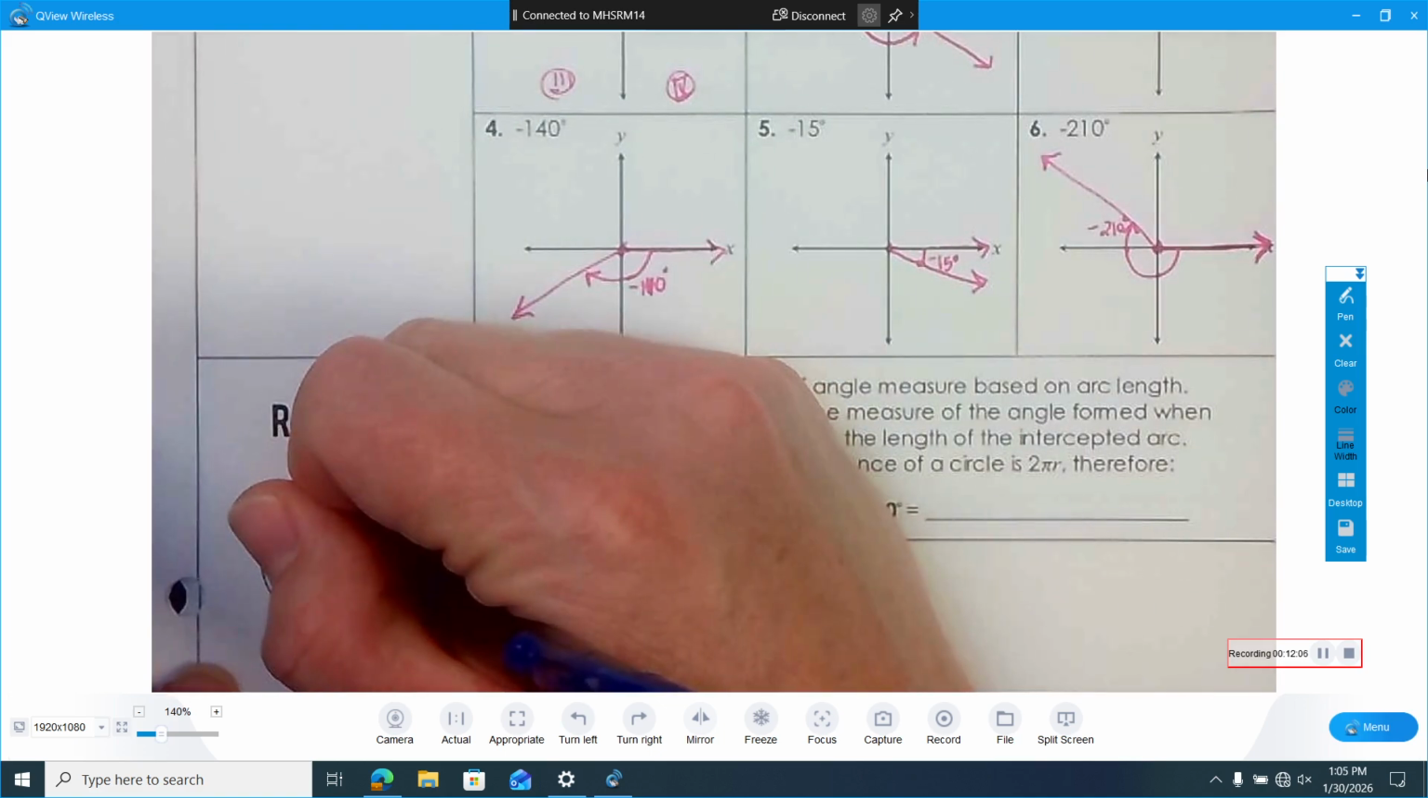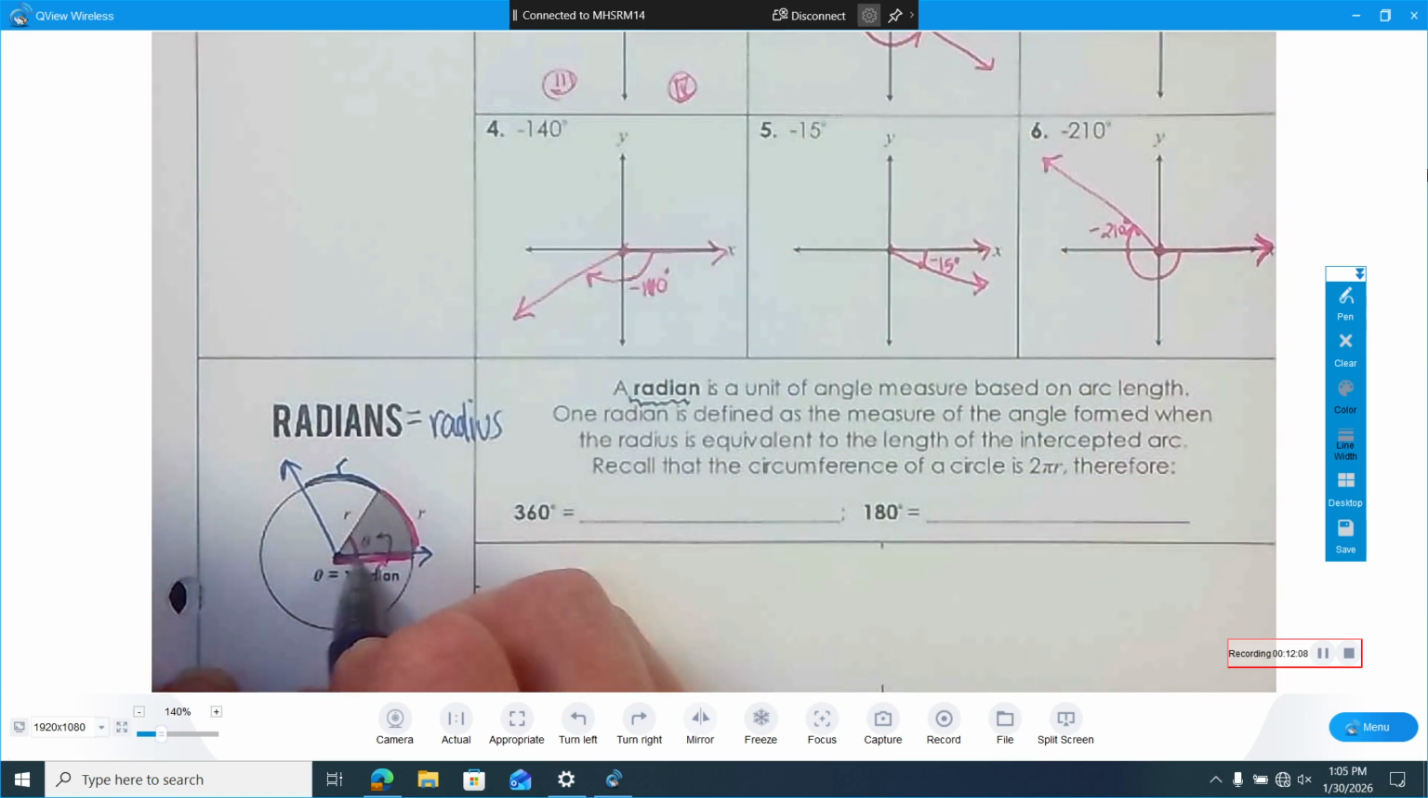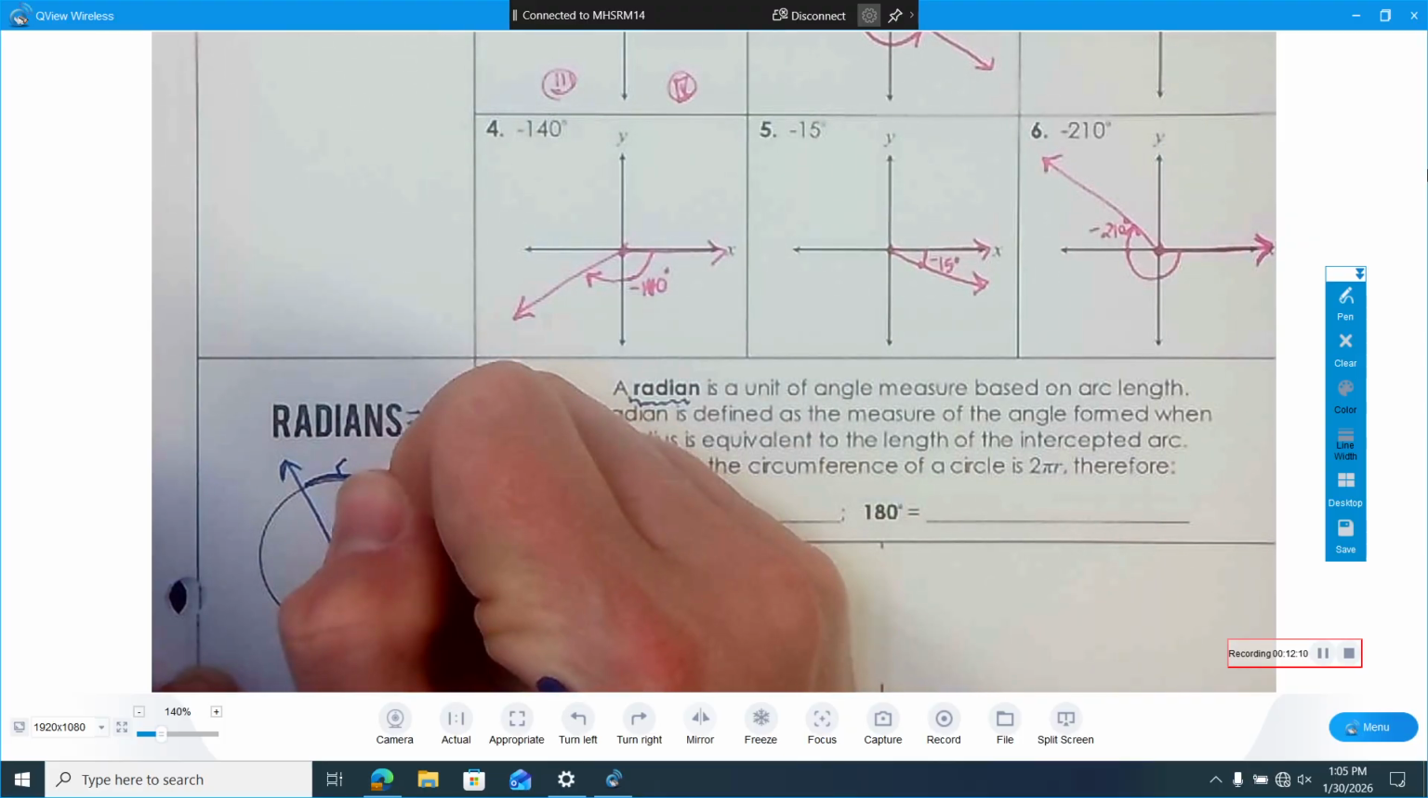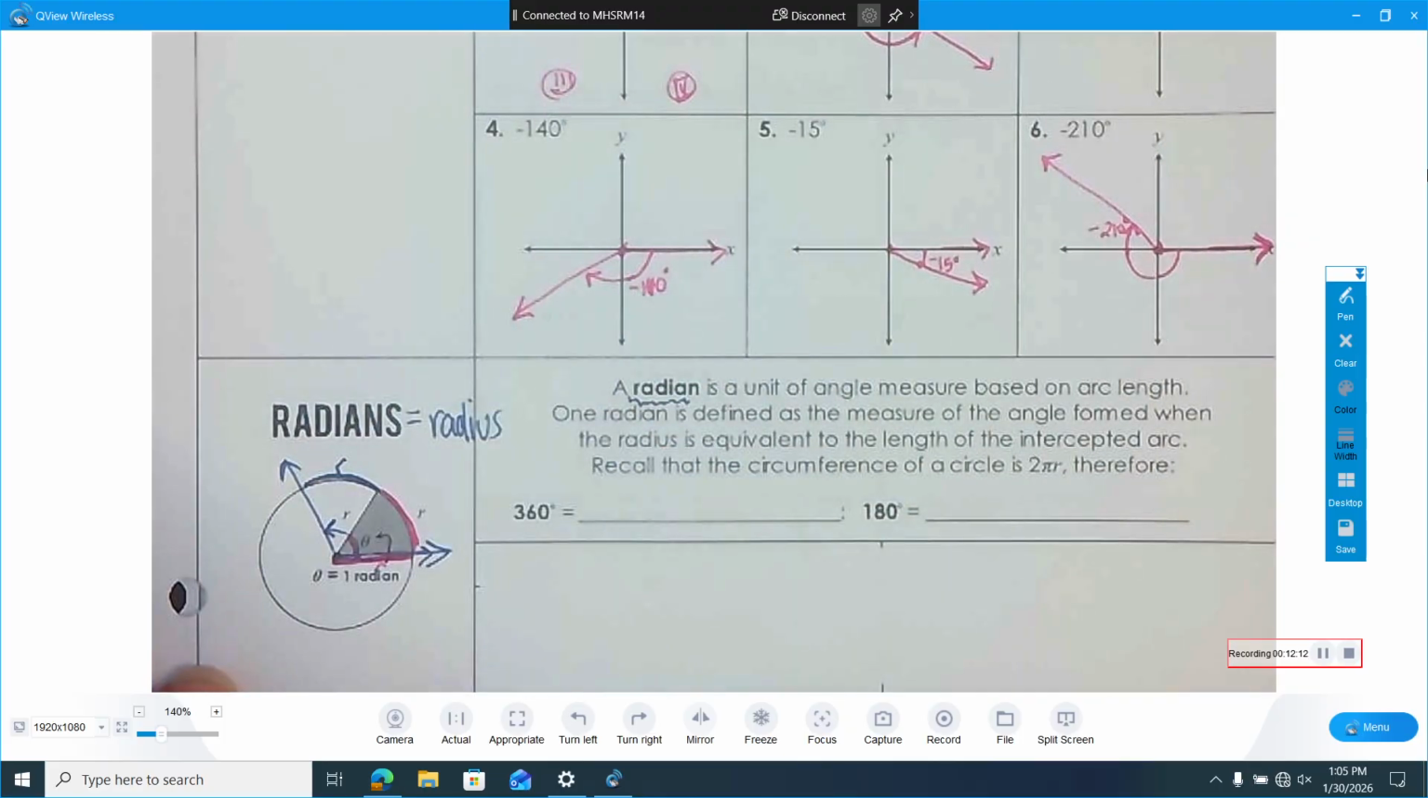And now I get this angle right here that starts on my initial side, and it's now opening up this big. Well, how many radians is that angle? Yeah, it's 2 radians, because I swept out arcs that were 2 radiuses long. Okay?